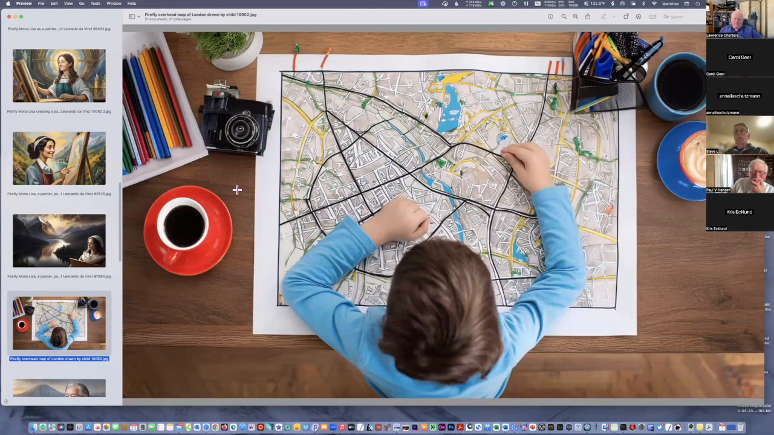My granddaughter lives in England and she was drawing a map. She said it was a map. And so I thought, okay, I want a child drawing a map of London, and it gave me this. And here's a child, and I guess that's sort of like London. And there's a cup of coffee, which is kind of weird because really probably not this child's favorite drink, but that's not bad.